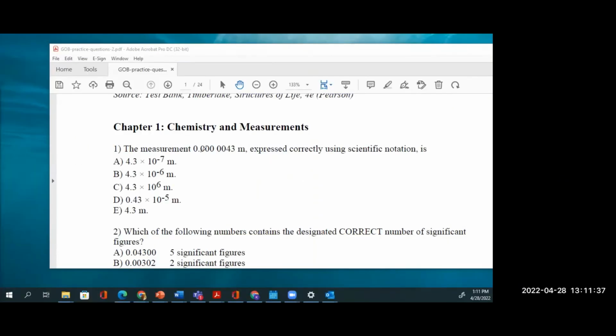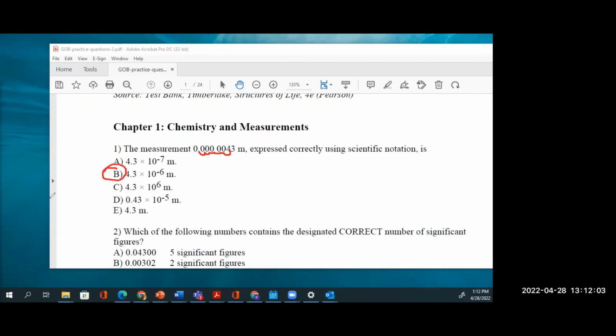So we know that the way that we figure that out is just count the decimal places: 1, 2, 3, 4, 5, 6. Since we're moving it in this direction, we know that the exponent will be negative, since that number is smaller than 1. So the correct answer is B.